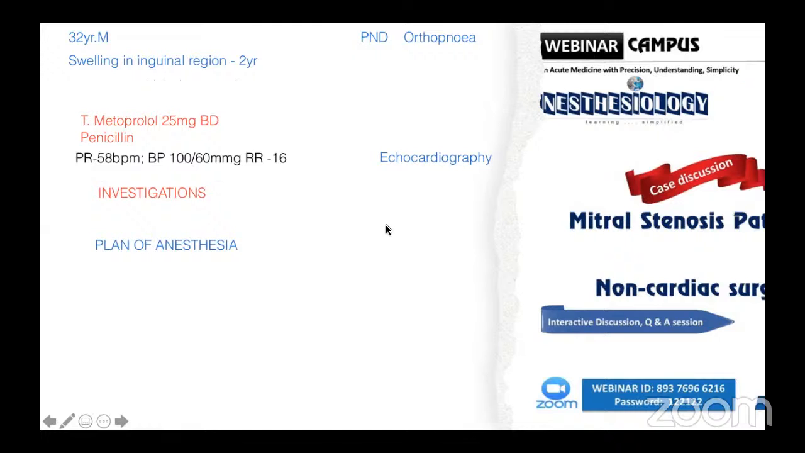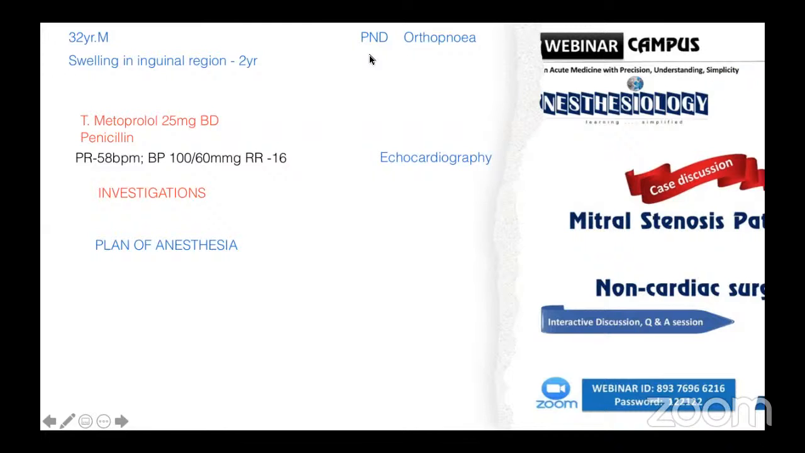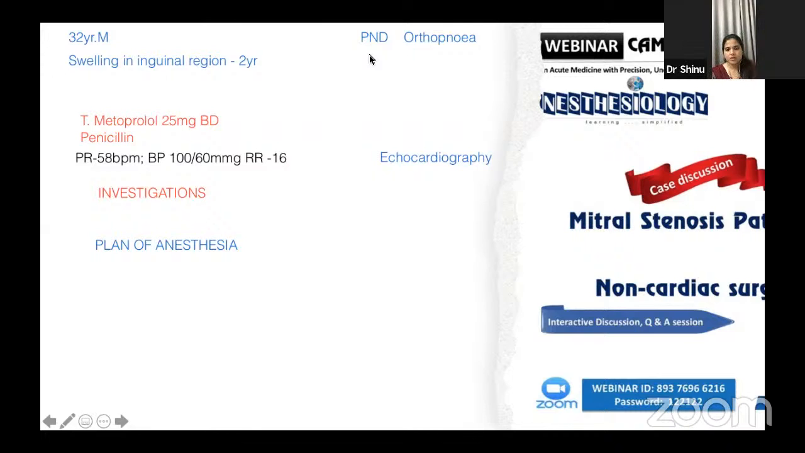What about post-op analgesia? Post-op analgesia, I'm giving an inguinal field block post-operatively, and I can also give IV paracetamol post-operatively, 15 mg per kg, 6th hourly to 8th hourly. And what is the tentative duration of this kind of surgery? Ma'am, duration is 1.5 hours, ma'am.